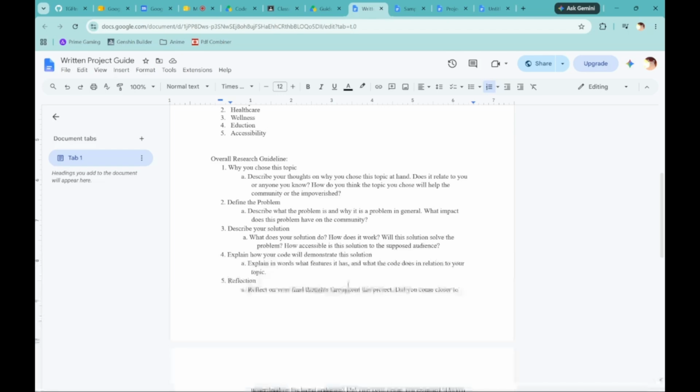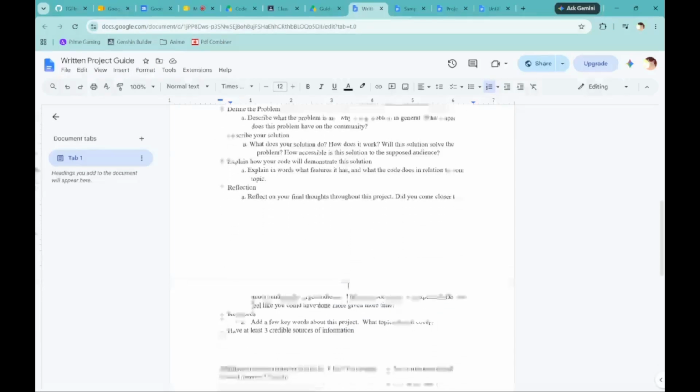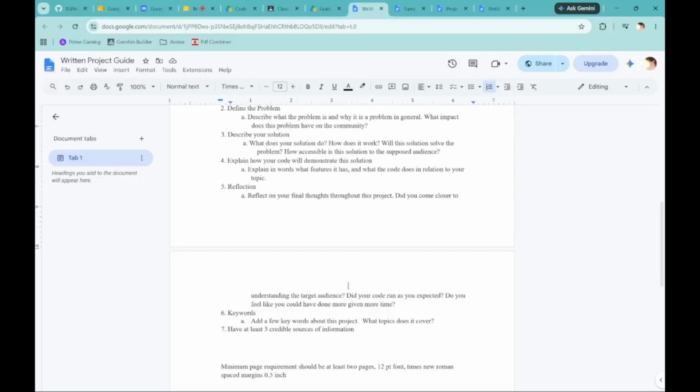And then comes a reflection. So in these 3 weeks, what have you guys learned? What are your thoughts through it? And have you come closer to understanding your audience and everything? And then for 6, it's just what are some keywords that you had about this project? What topics does it cover? So when I was talking about my diabetes example, I probably wrote something like diabetes, information spreading, stuff like that.